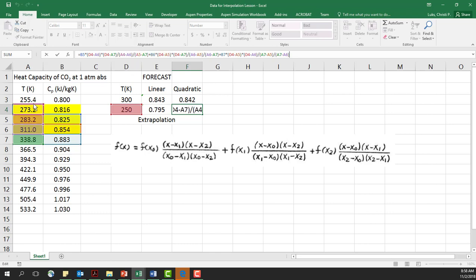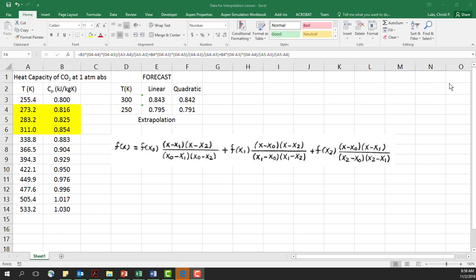And so I'm going to just edit by moving each of these references. And again, I'll pause as I do this. All right, and so you see that I have one of these wrong, B5. There we go. Okay, so that's my quadratic interpolation.